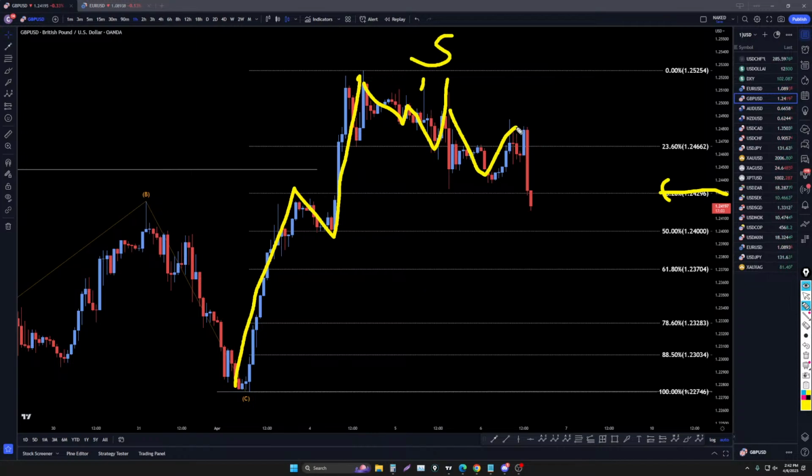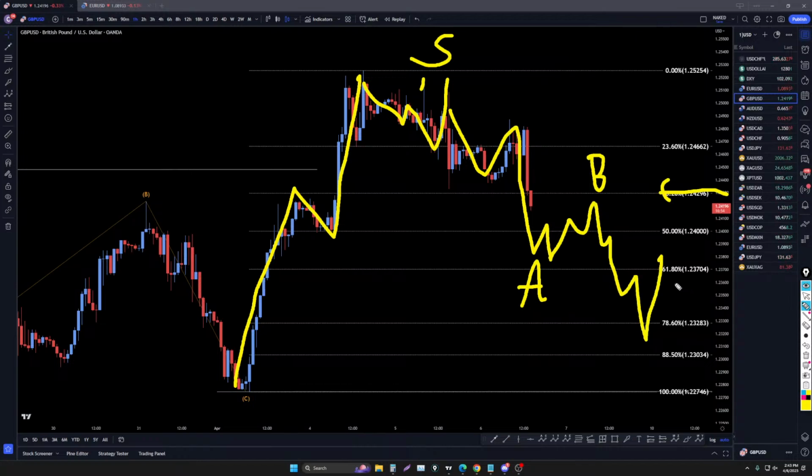And this is probably actually in an A still. It's probably still a wave A. It's probably going to make a wave B, and it probably is going to make a wave C. I would think the 61 or the 78% is going to be the most likely place for this to go to end the correction and most likely continue the uptrend. So we're definitely going down right now.